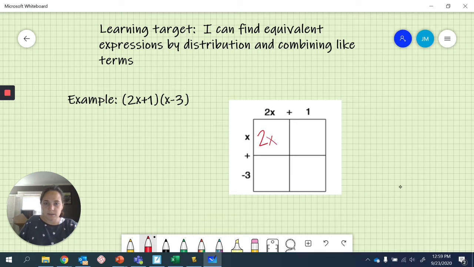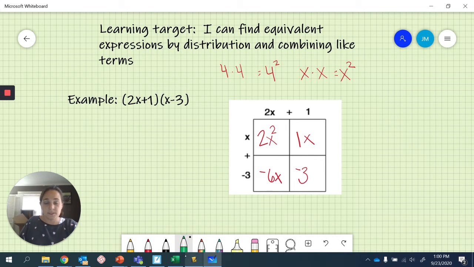2x squared. And remember that an x times an x becomes x squared, because like a 4 times a 4 is 4 squared. X times x is x squared. Okay, then we're going to do this box with a side length of 1 and a side length here of x. 1 times x is 1x. The lower box is side length of 2x and a side length of negative 3 will give us negative 6x. And the final 1 times negative 3 is negative 3.